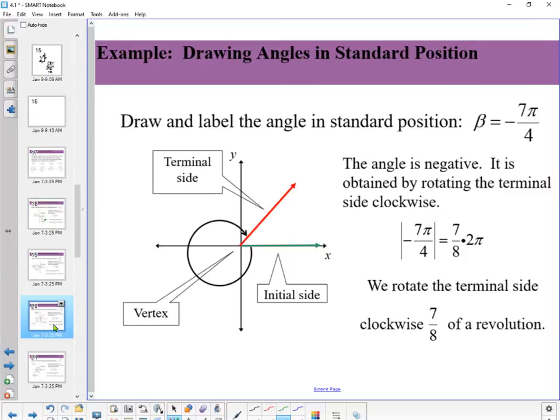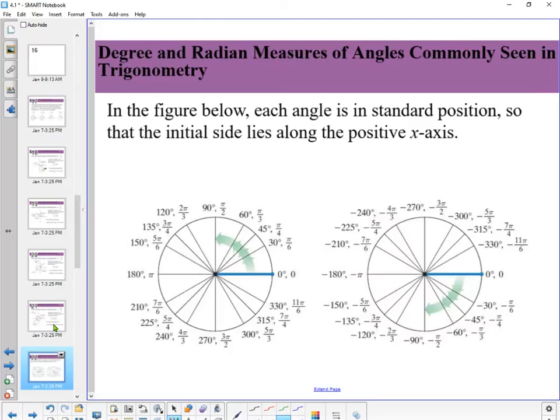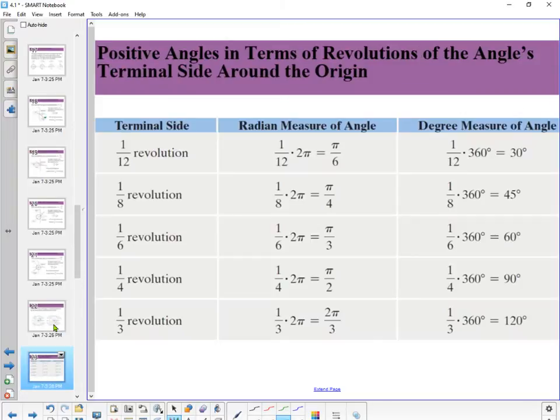7 pi fourths is going to end up, or that negative 7 pi fourths will end up up top. Okay. We just did this. Good job, yo. It's not so crazy no more, right? All right, cool. Moving on.